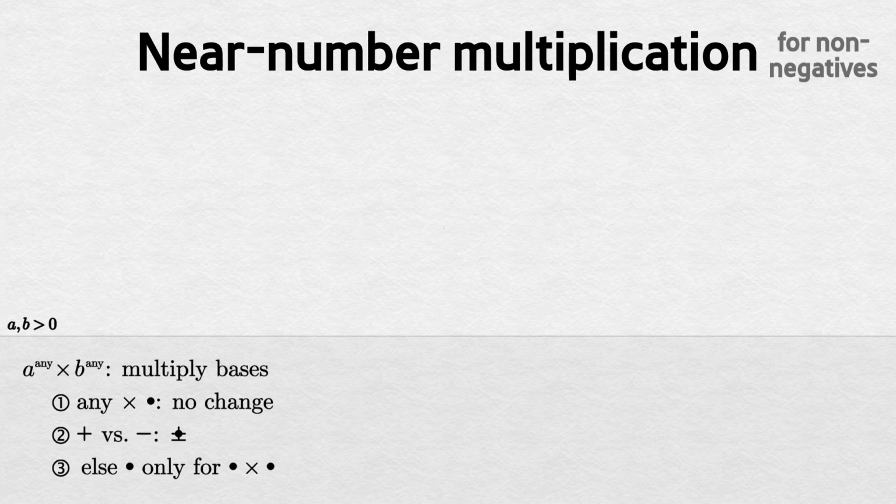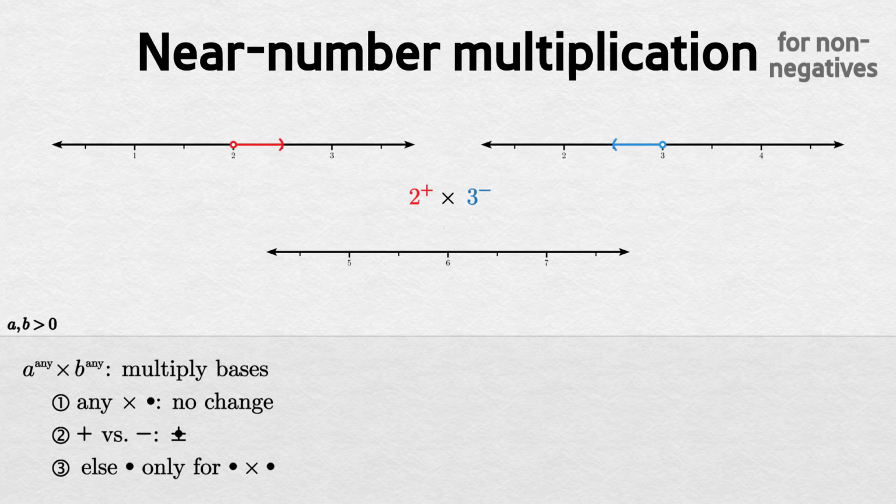For example, we could take 2 plus times 3 minus. Here are the slices of our two factors. If we take numbers toward the left of these slices, we'll get products to the left of 6. If we take numbers toward the right of these slices, we'll get products toward the right of 6. And we get everything in between. As pictured, we get the open interval from 5 to 7.5.